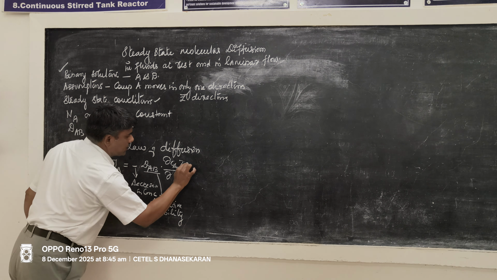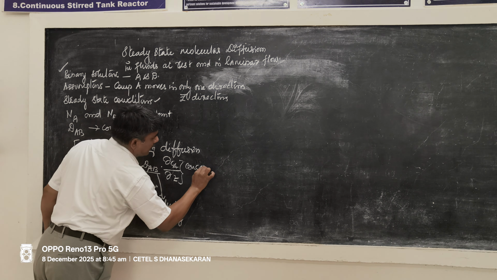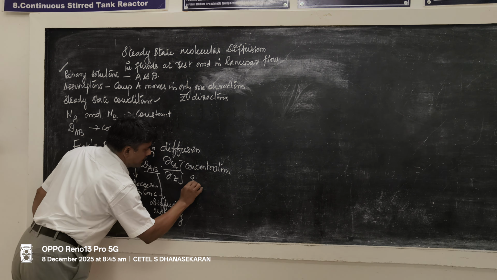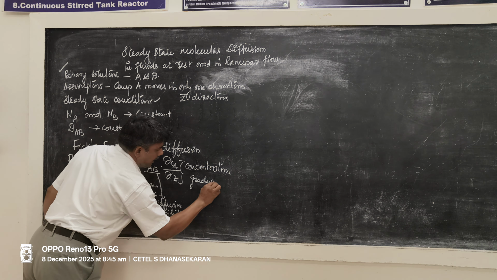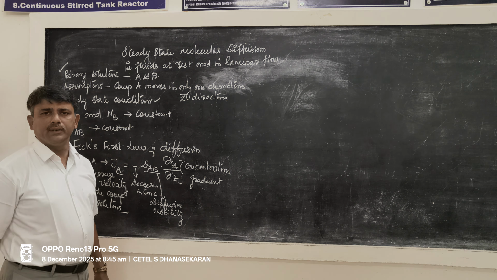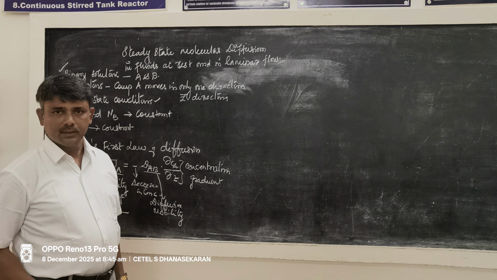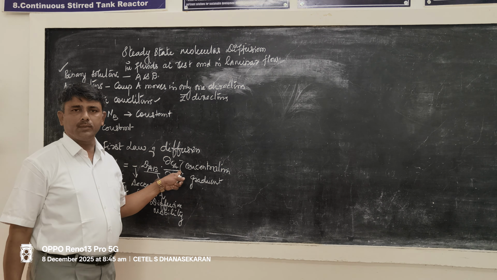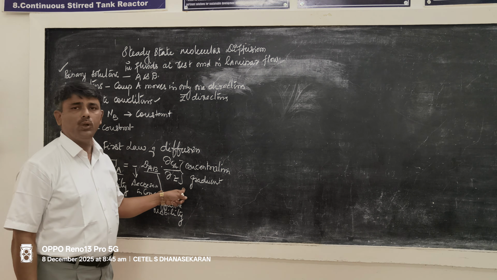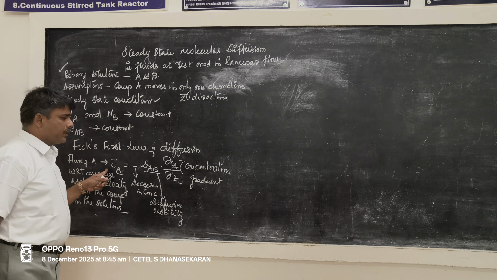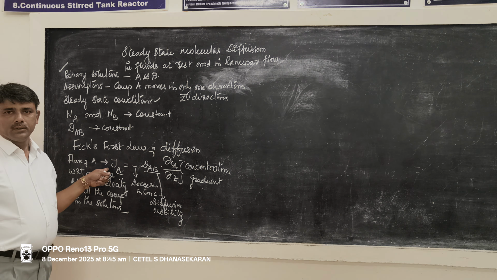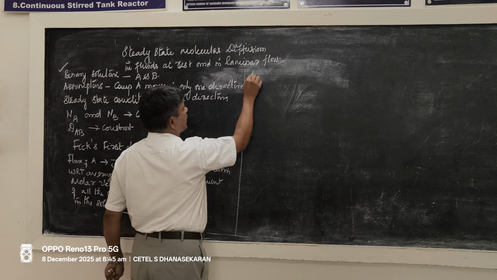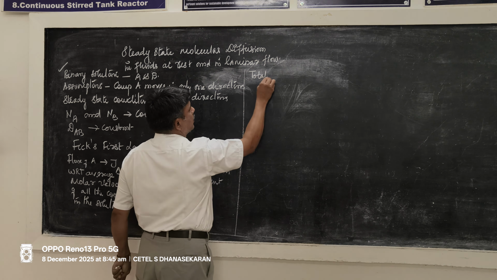This is concentration gradient. Concentration gradient means concentration difference with respect to distance. Are you clear? This is the Fick's first law of diffusion. Clear? Right.